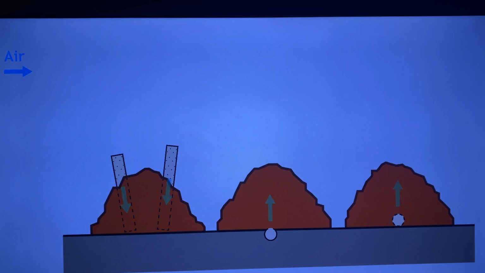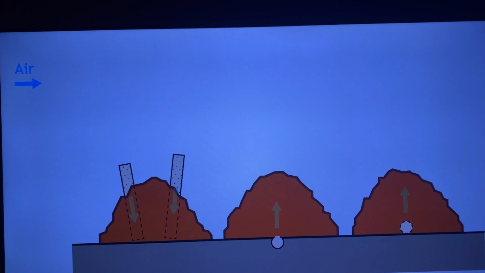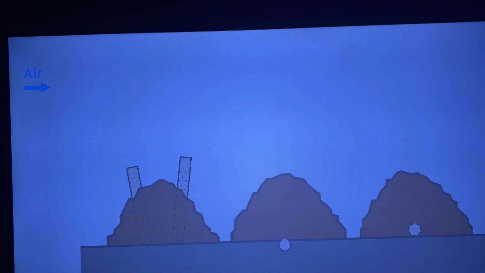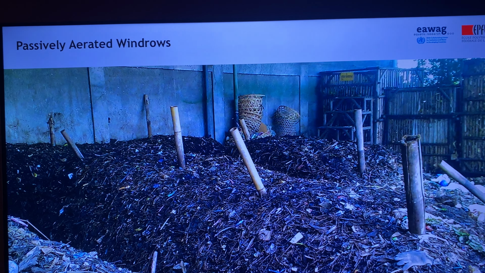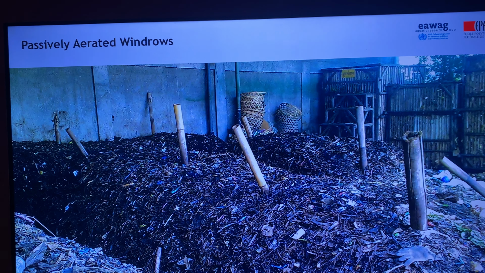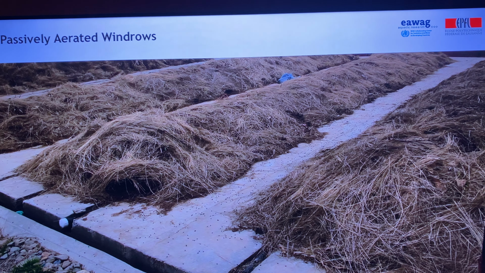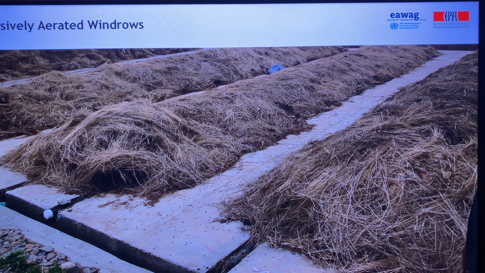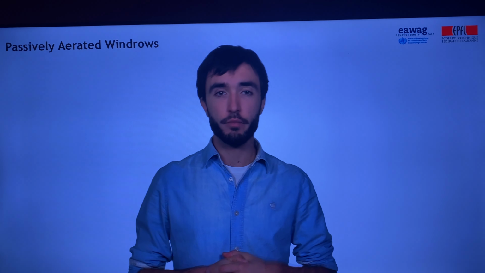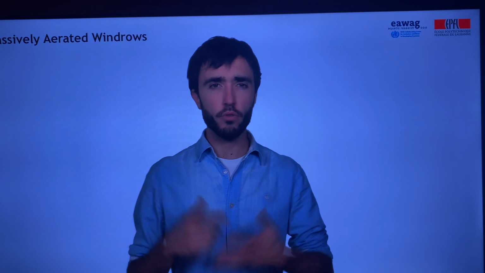The second technology is passively aerated windrows. This technology consists of perforated pipes located within the biowaste pile which promote convective airflow throughout the material. The pipes can be located in different dispositions as shown in the pictures. The air that gets into the pile brings the required oxygen for the microorganisms. These piles are normally not turned during the process. Therefore, it is important to premix the feedstock thoroughly before placing it on the perforated pipes.